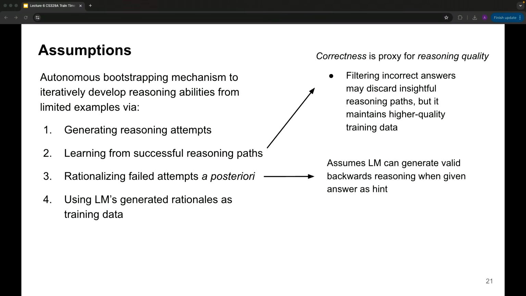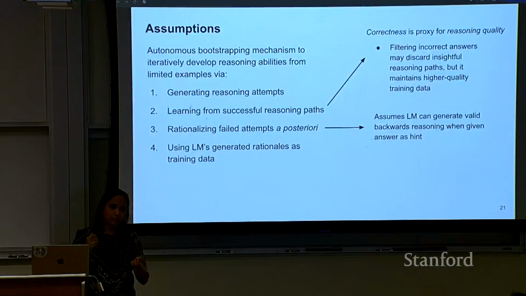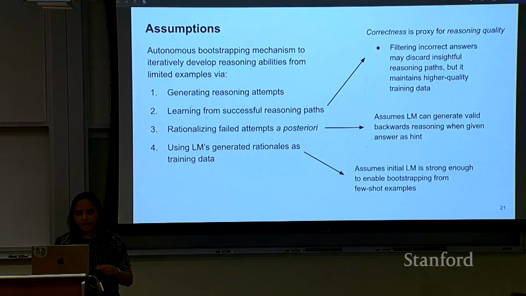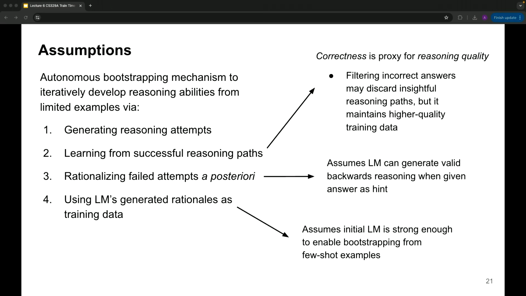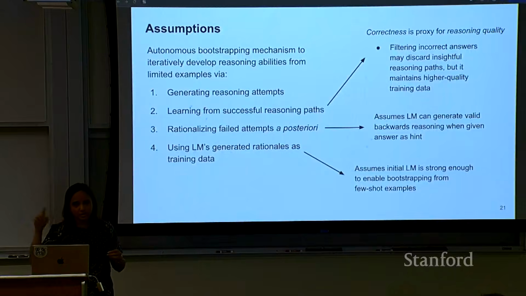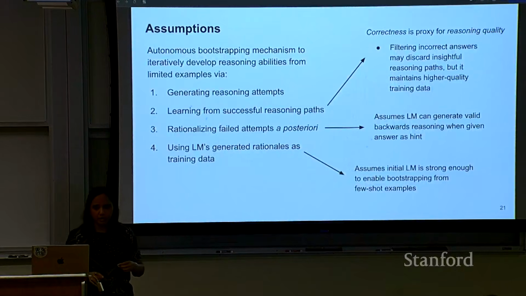And then the second bit is that they assume the language model can generate valid reasoning paths when it's given the answer as a hint. So it assumes that if I show the model the answer and then ask it to show its work, it will be able to do so. And then finally, there is some assumption that the initial language model is strong enough to bootstrap from few-shot examples. So if the class of problems is way outside the capability of the initial language model, it will not make much progress. And this is where the iterative aspect starts to become important.